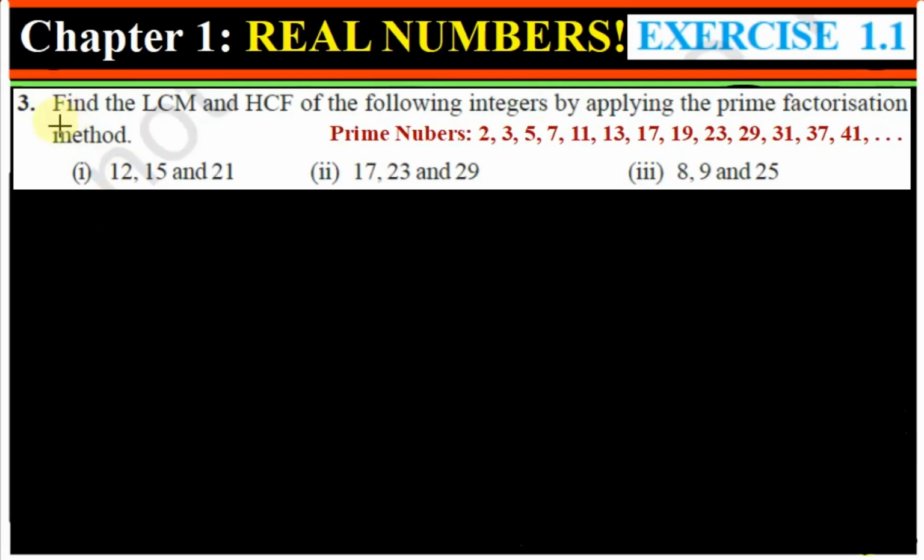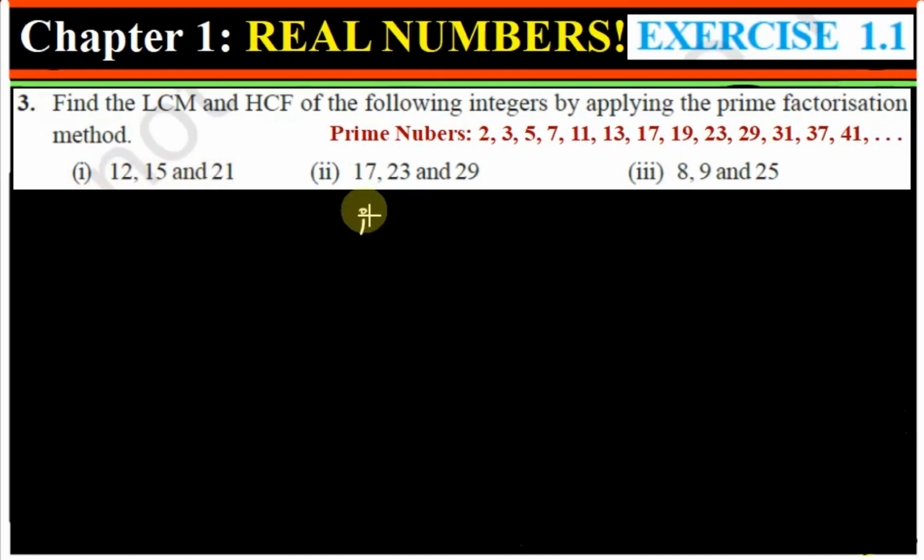This is question number 3 in which we have to find the LCM and HCF of the following integers by applying the prime factorization method. So in this question we have 3 numbers and we have to find out LCM and HCF of all these 3 numbers by using the prime factorization method. So first we will write all these 3 numbers in the form of prime factors.